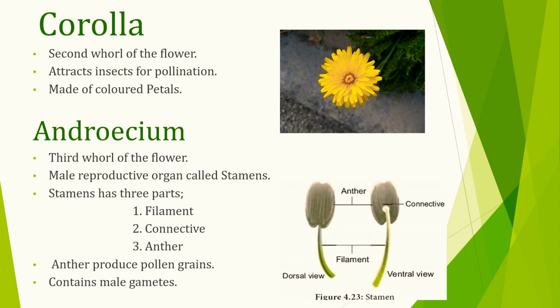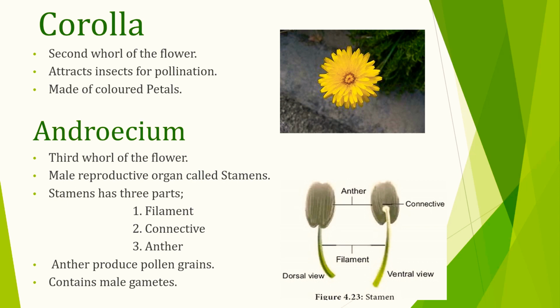Androecium. It is the third whorl of the flower and it consists of male reproductive organ called as the stamens. Now these stamens have three important parts. They are filament, connective and the anther. In the figure you can see very clearly it is shown anther, connective and the filament.